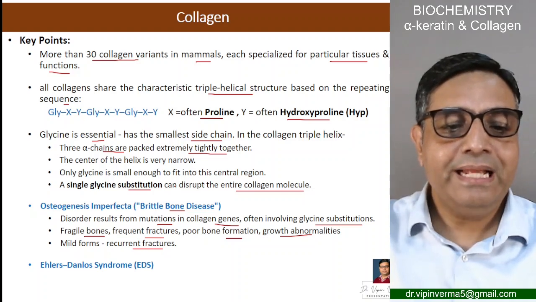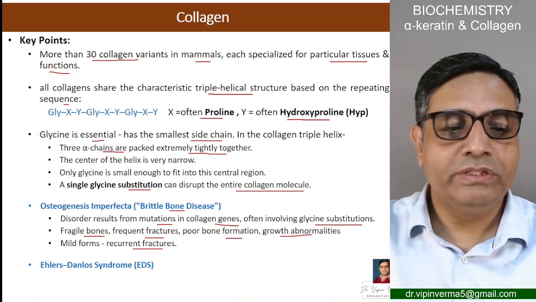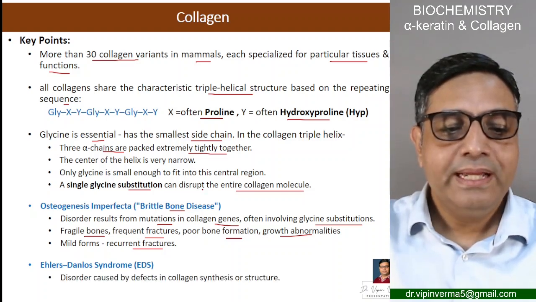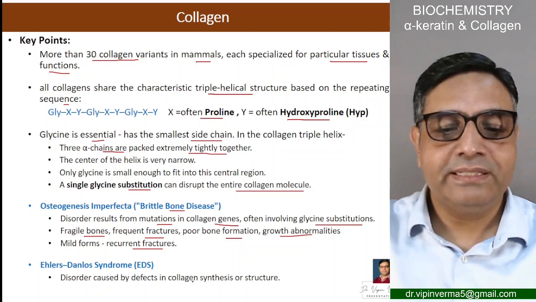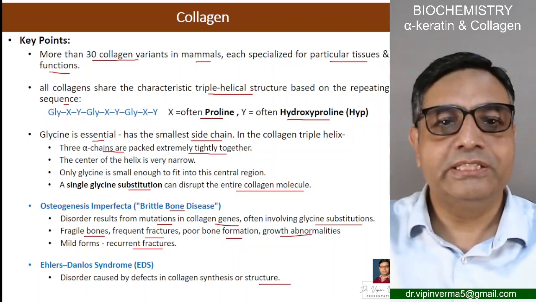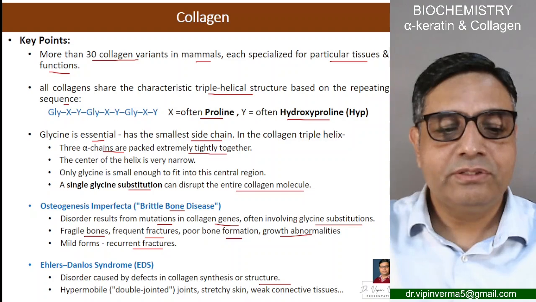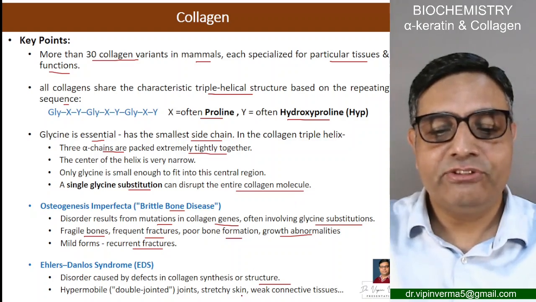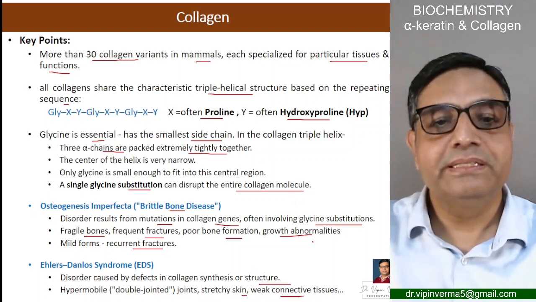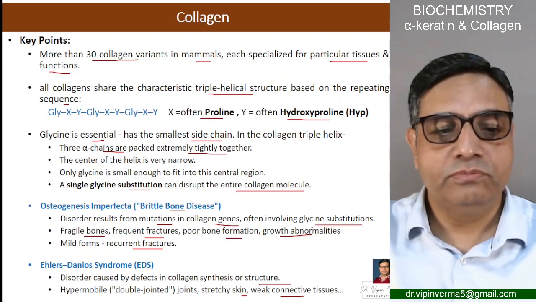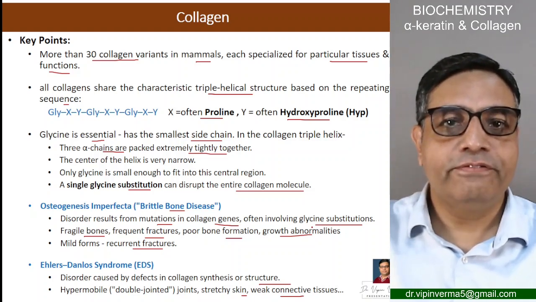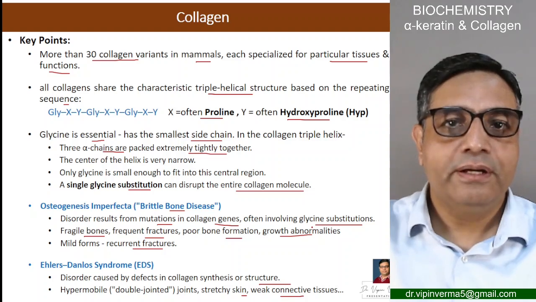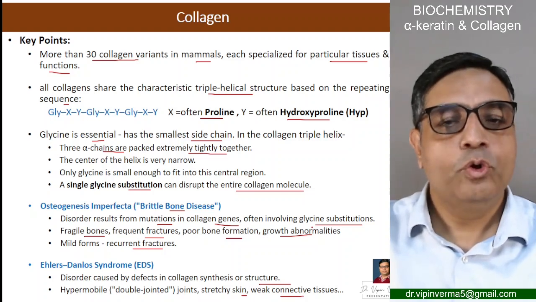Then there is a syndrome known as EDS, or Ehlers-Danlos syndrome. This is caused by defects in collagen synthesis or structure, and it causes hypermobile joints. We usually call it being double jointed. The skin is stretchy and the connective tissue is weak. So these are just two examples of diseases which can be caused by mutations in collagen.